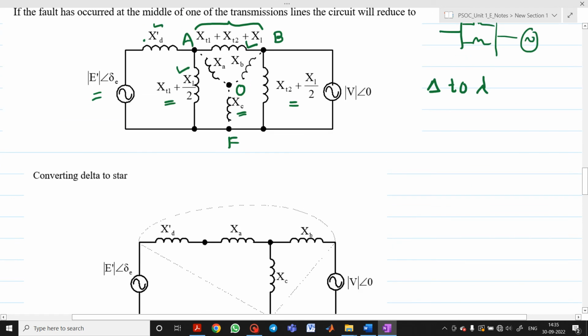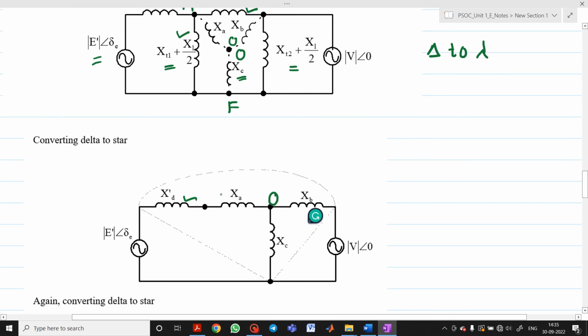So XD dash will be as it is. This dot will be as it is. Now this portion has been shown here as XA or XOA. After that, this is your point O. Then this will be your XOB or XB. Here this will be XOF or simply XC. Now what will we do? These two will be in series.